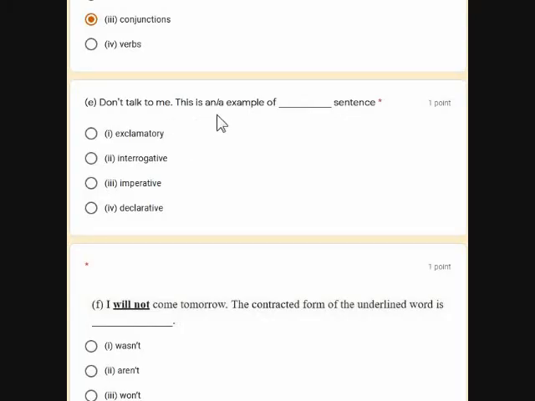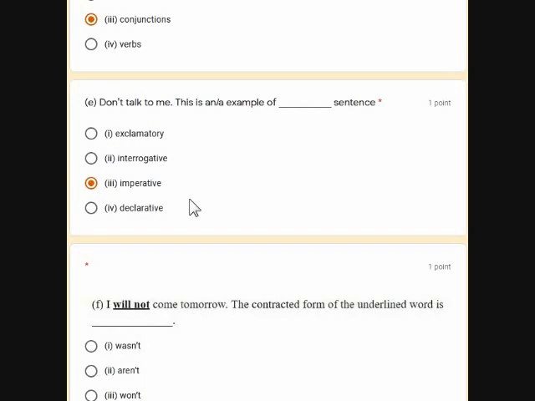Don't talk to me. This is an example of a sentence. So what kind of sentence is it? The correct answer is option number 3, that is an imperative sentence. Now, why? Because an imperative sentence is a sentence that shows command, request or advice, and at the end of it we use a full stop.